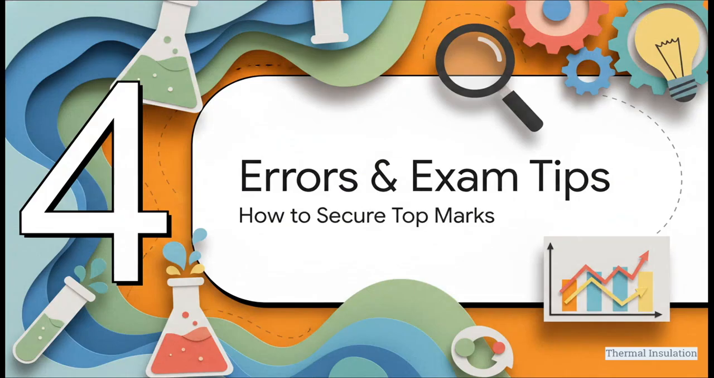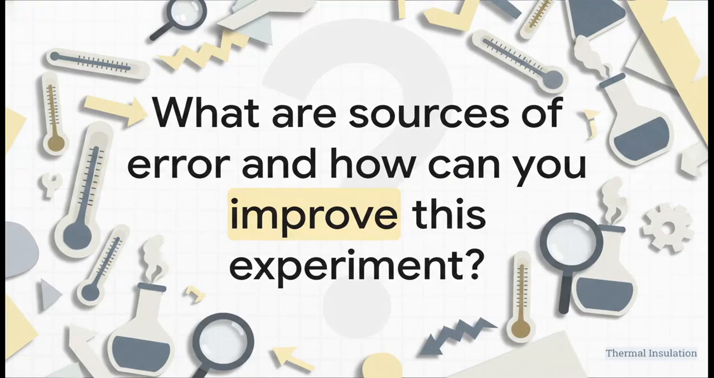Now, for the part that will really help you stand out in an exam. Look, it's not enough to just know how to do the experiment. You've got to be able to evaluate it, to pick it apart and suggest improvements. This is where the top marks are hiding. A classic exam question is to ask you to identify problems with the method and then say how you'd make it better. So let's put our critical thinking caps on for a second. Where could things have gone wrong, and how can we make our results more accurate and reliable?